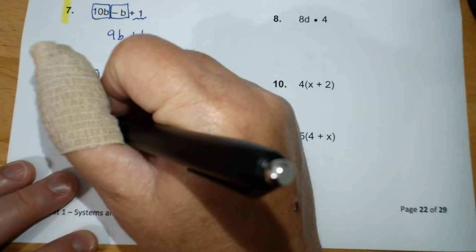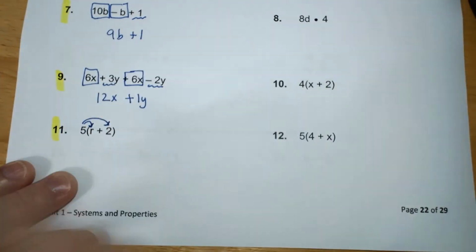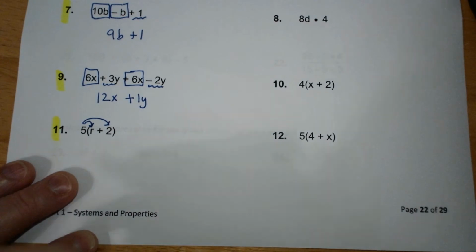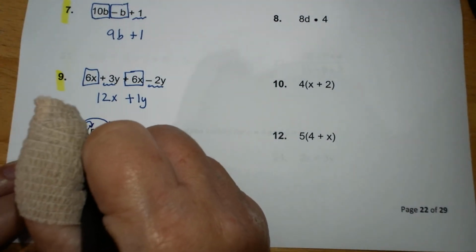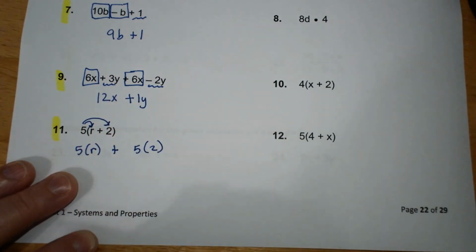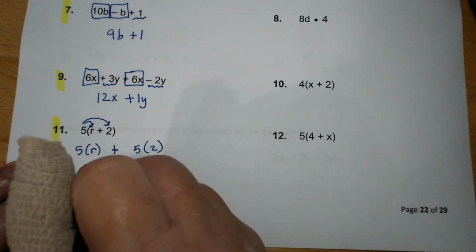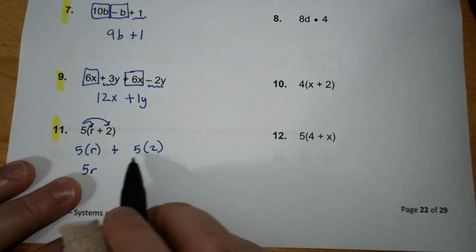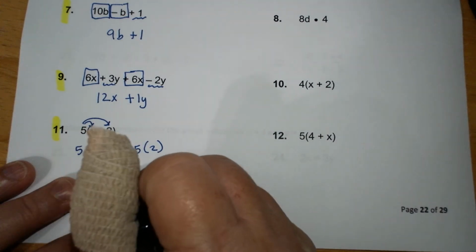11 is distributive property. Draw your arrows to remind you to go visit both terms. 5 goes visits r, and 5 goes visits 2. 5 times r is 5r, and 5 times 2 is 10.